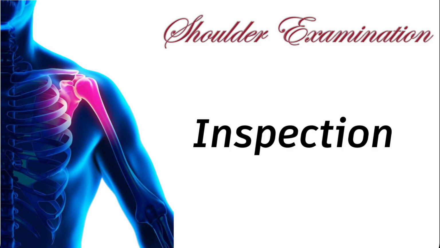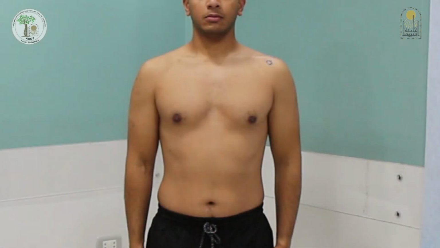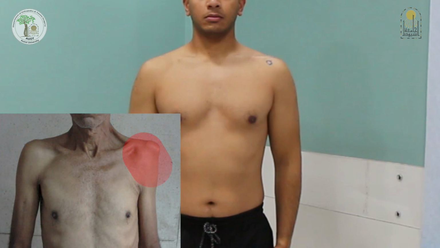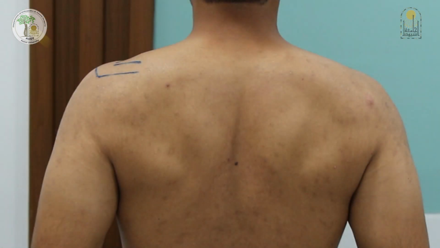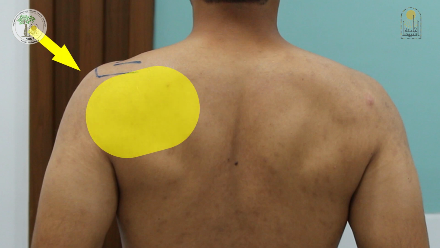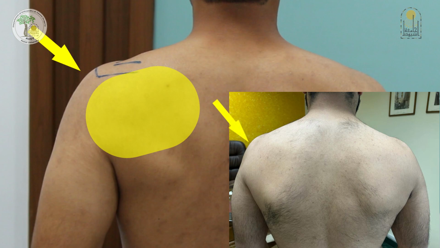In inspection, we start looking at the patient from the front. We look at the shape of the shoulder and the deltoid muscle. Like in this example, you see this man has axillary nerve palsy with deltoid wasting and square shoulder. Then we inspect the shoulder from the back. We look at the contour of the muscles, the supraspinatus and the infraspinatus. We can see in this example, this man has wasting of the infraspinatus muscle on the left side.